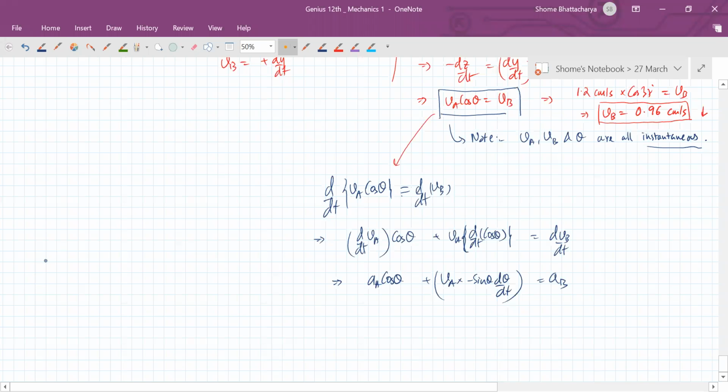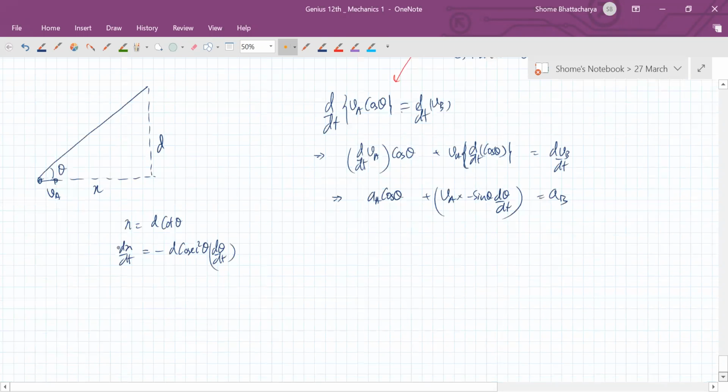Okay, so now coming back to the geometry of the problem, this distance was d, this angle was theta. So if this distance is x, we can see that x is equal to d cot theta, right? So dx by dt is equal to minus d cosec square theta d theta by dt.